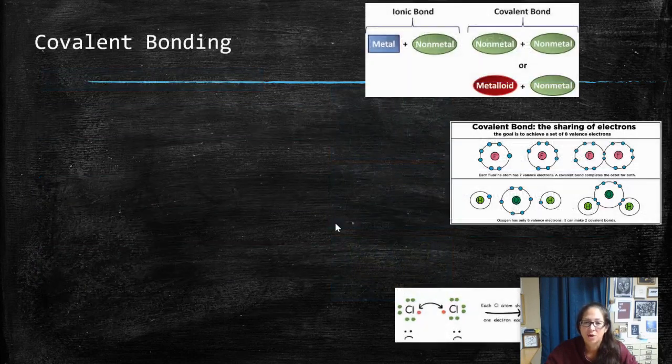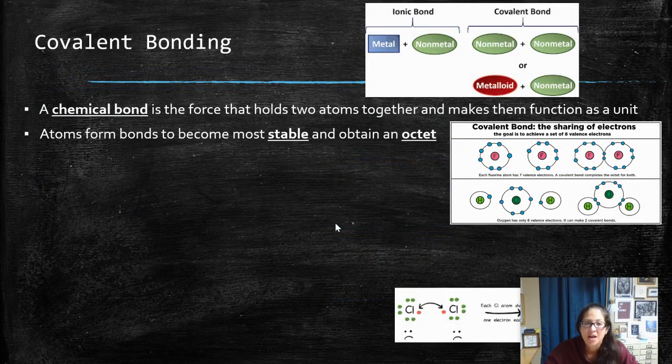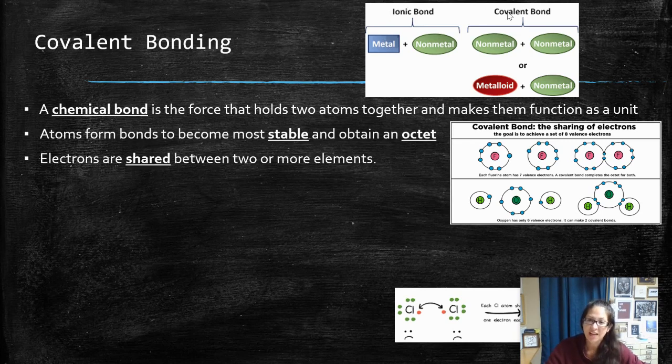So a little bit more looking at covalent bonding. It's a chemical bond that is a force. So remember, a chemical bond is a force that holds 2 things together. Again, we've looked at ionic and metallic, but we're going to focus on covalent now. So atoms form a bond to become more stable. And when we say stable, we say they obtain an octet. So here you can see that covalent bonding is between a nonmetal and a nonmetal or a metalloid and a nonmetal. For our purposes, we're going to mainly focus on all nonmetals. And an ionic bond is a metal and a nonmetal. Remember, the metals are to the left of the staircase.